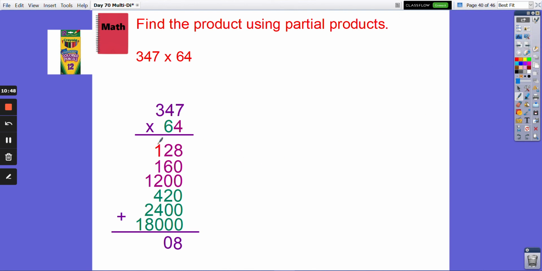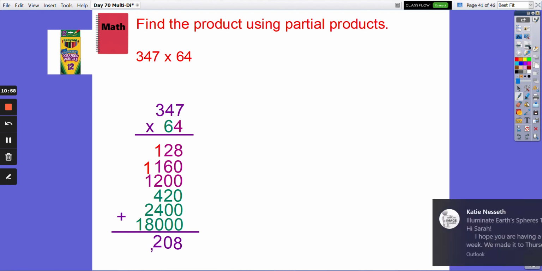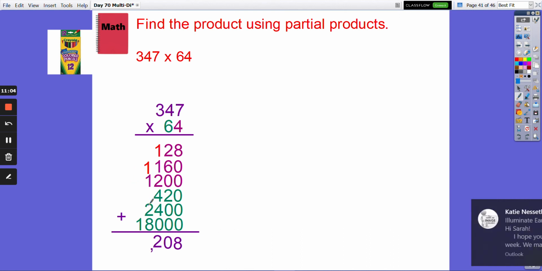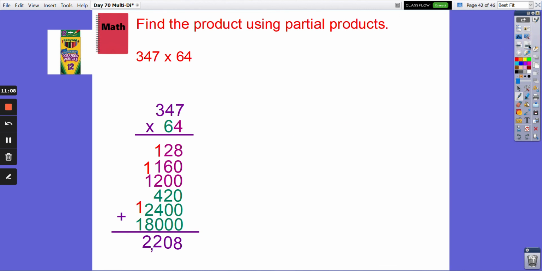Notice I carried over a 1 here. I regrouped that 1. 1 plus 1 is 2, plus 2 is 4, plus 4 is 8, plus 4 is 12. Regroup that 1. Okay. 1 plus 1 is 2, 2 plus 2 is 4, and 4 plus 8 is 12. And 1 plus 1 is 2. So we get a final product of 22,208.